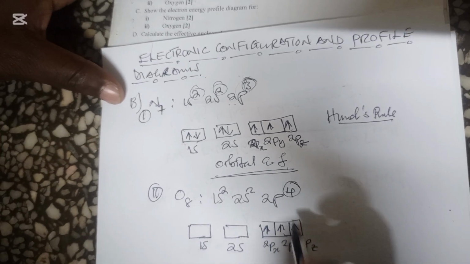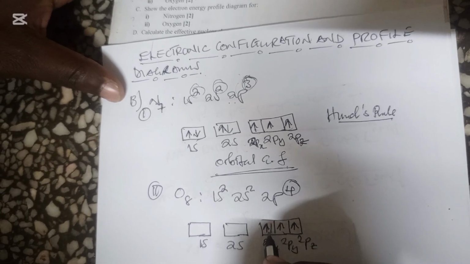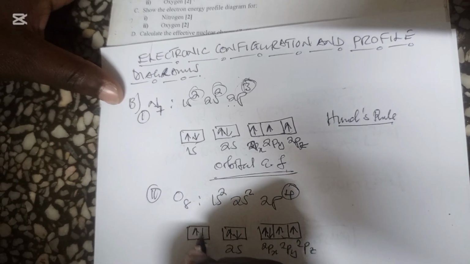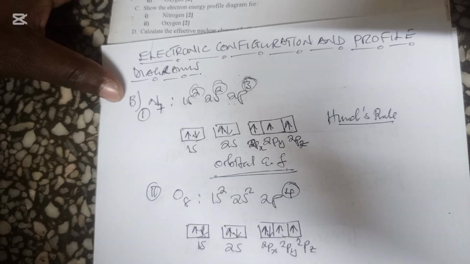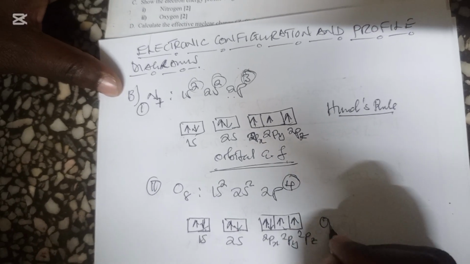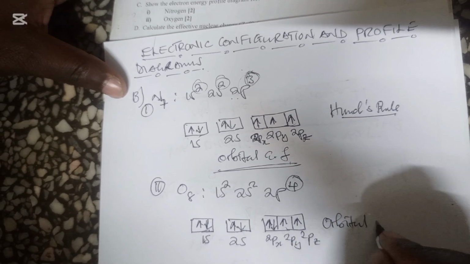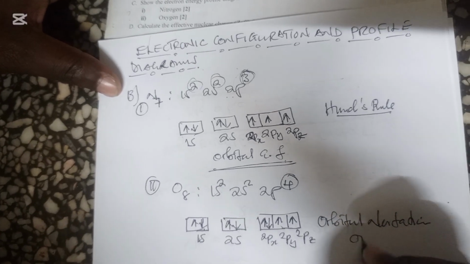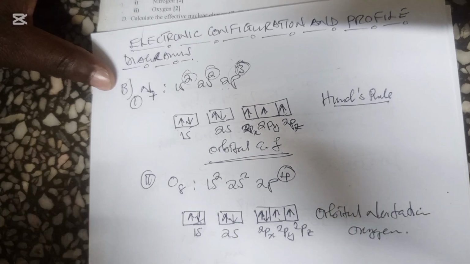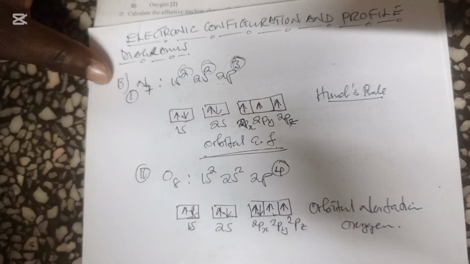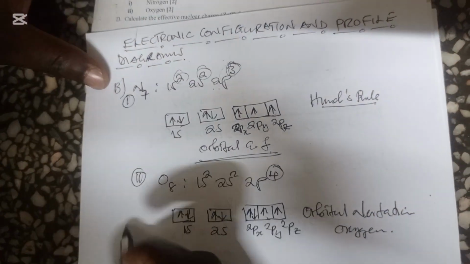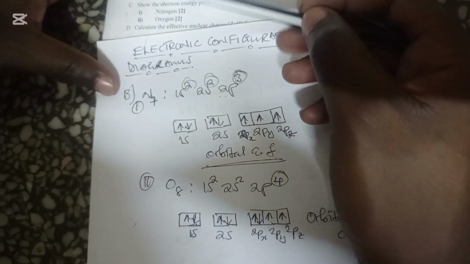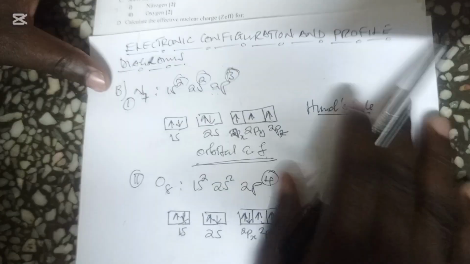So the remainder will be 1, which is going to be here. So it is 2, 1, 1 in each, like that. This is the orbital notation or electronic configuration for oxygen. And this is how you solve questions of this nature. By writing like this, you should have scooped the 4 marks indicated here.